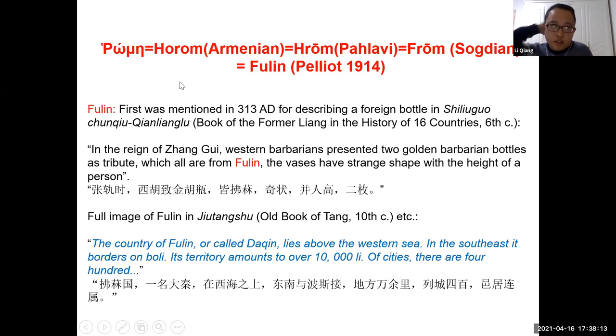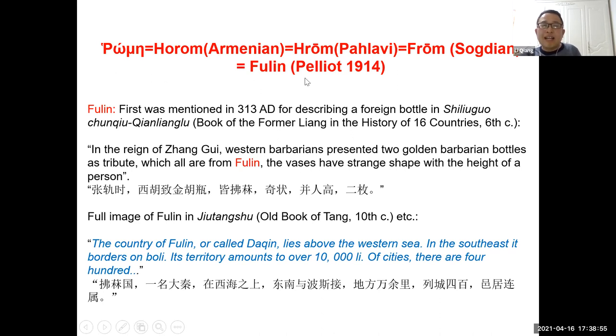Compared with the later term Fulin, we can clearly see that Daqin was really not very clear, even for the location. The information about the state was just full of fantastic information. It's not very clear. Later on, Fulin, this is another name for Daqin. The image was much more clear, but also based on the Daqin image. For Fulin, why was it believed to be the Byzantine Empire?